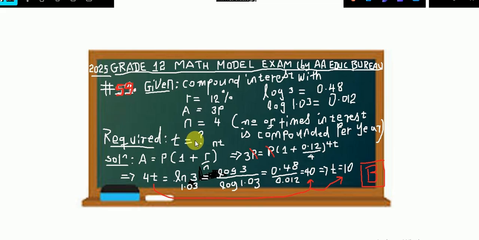Time. Okay, simply you have to recall the formula for compound interest. In this case the principal is fixed.